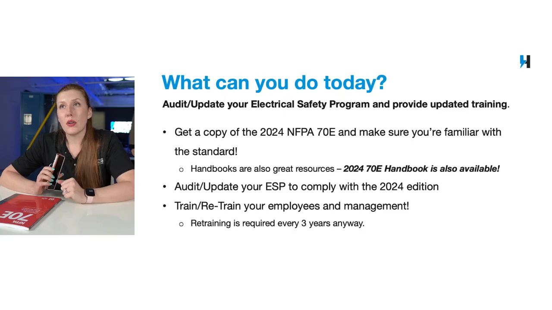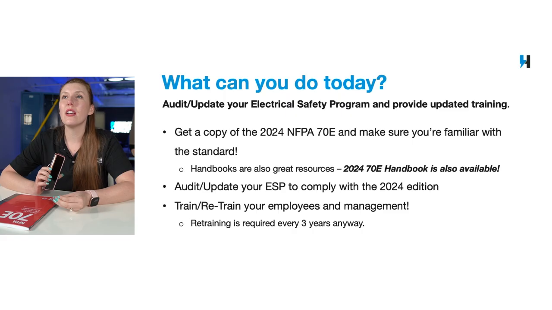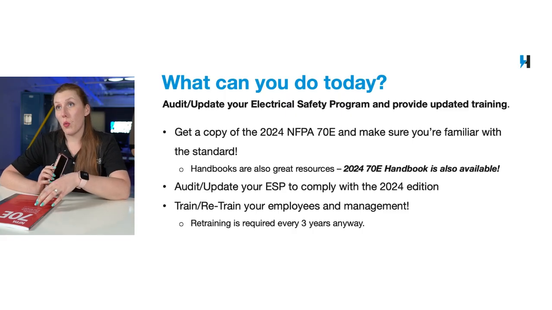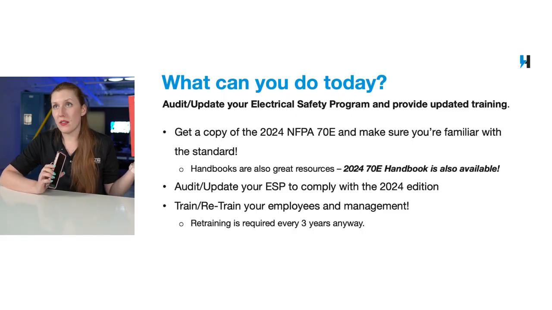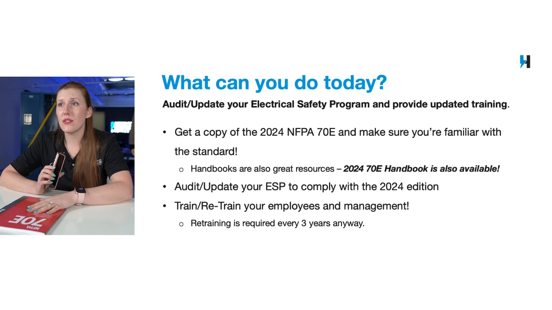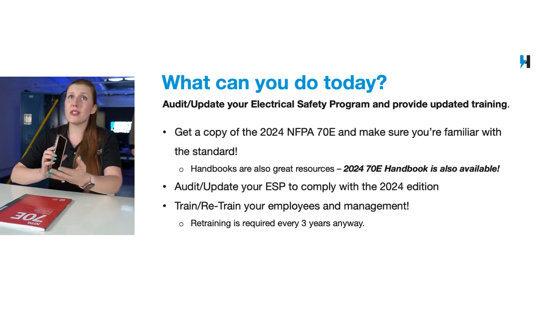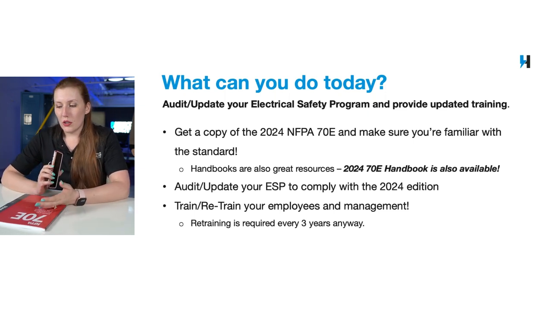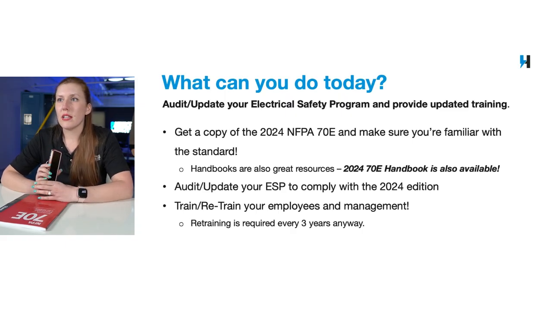There is also a handbook available. The 2024 70E handbook is available. It provides a lot more detail, explanation, some example scenarios even, of what is in this book and why, how they came up with this specific requirement, and what their intent was behind it. Because mind you, they have to write this in a way that's applicable to just about everybody. So what does that mean for you? What was the intent behind it? That handbook really does flesh out a lot of those questions.